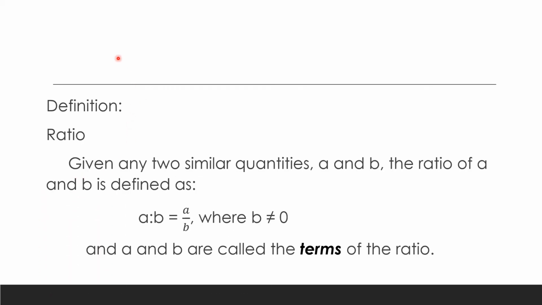So what is a ratio? From our definition, ratio: given two similar quantities A and B, the ratio of A and B is defined as A is to B, or A over B, where B is not equal to 0. A and B are called the terms of the ratio.